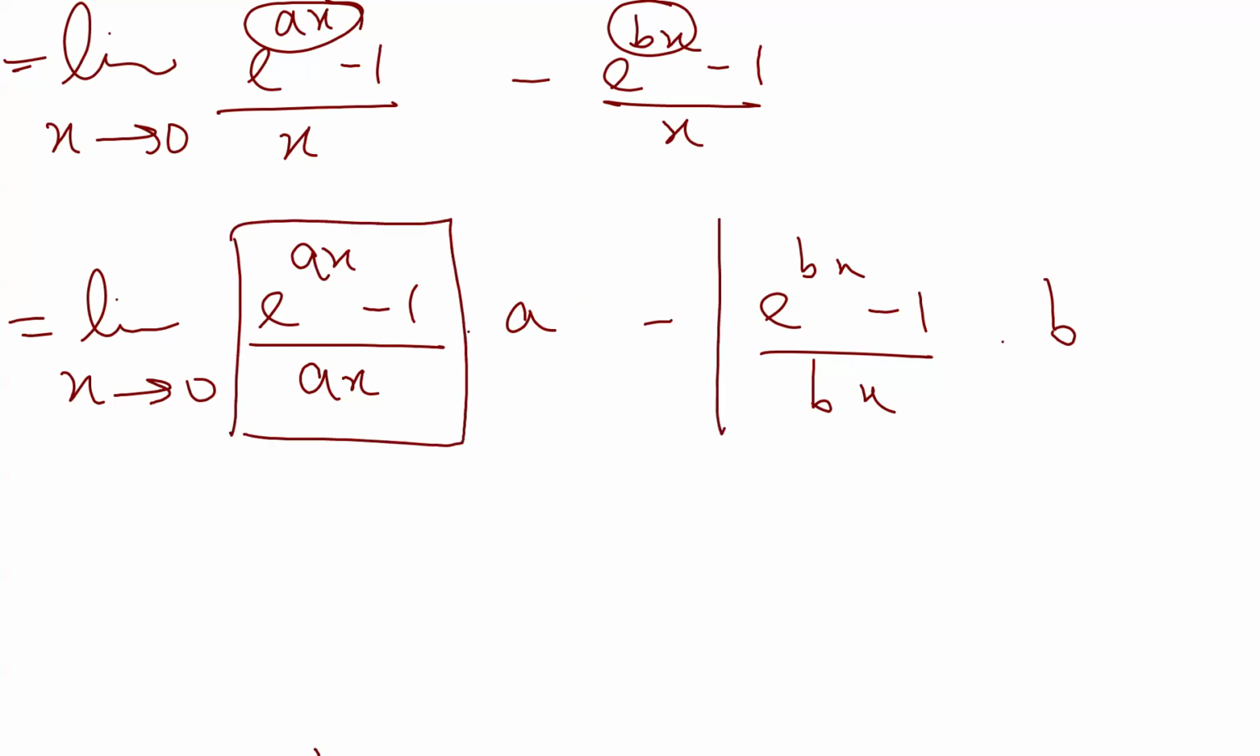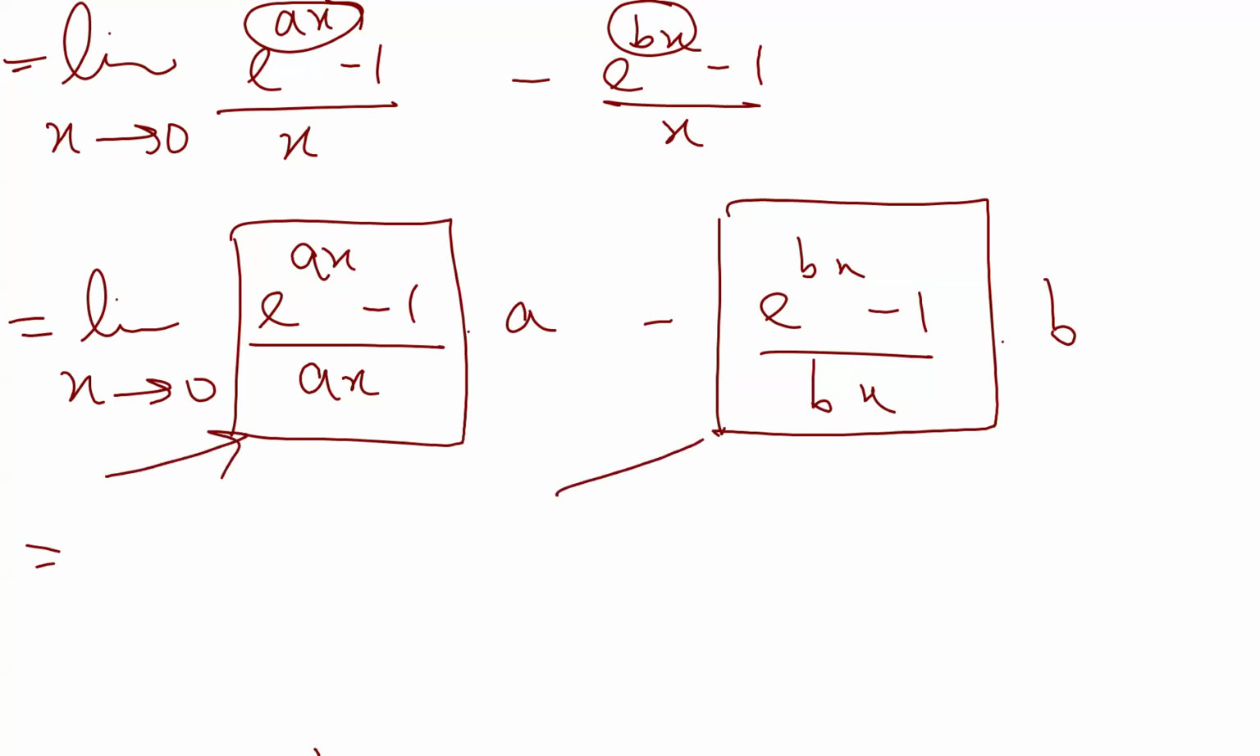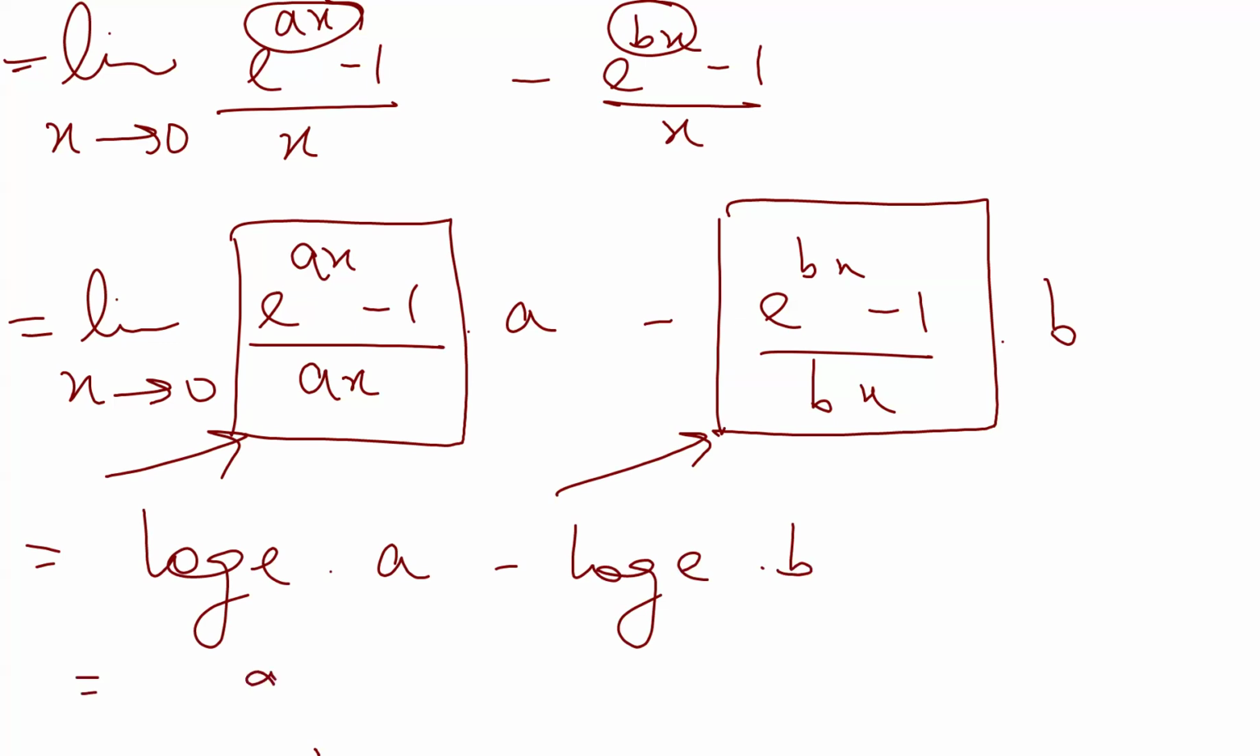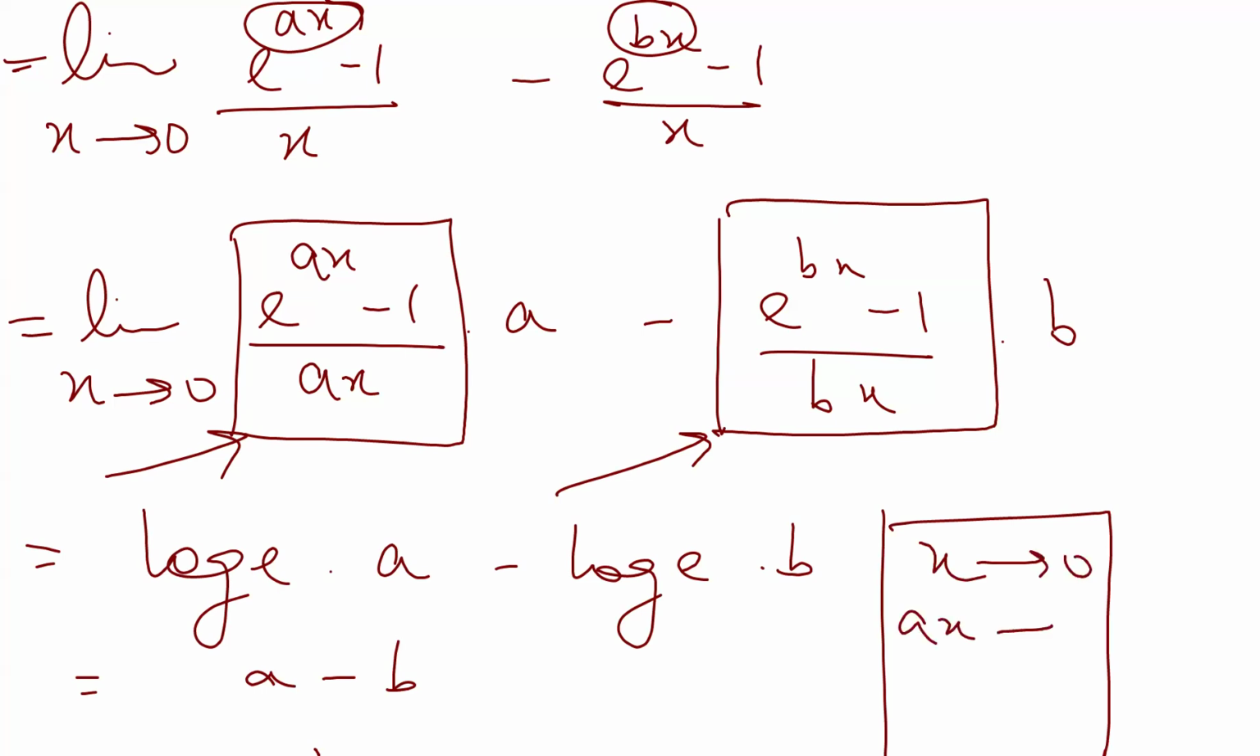What is the answer of this box? Compare with the first formula. Come on, tell me. So is it A minus B? No, this box. So 1. A log e, which is 1. Log e, correct. And this is also log e into b, and log e is 1. So the answer is a minus b. x approaches 0, therefore ax and bx, they also approach 0.